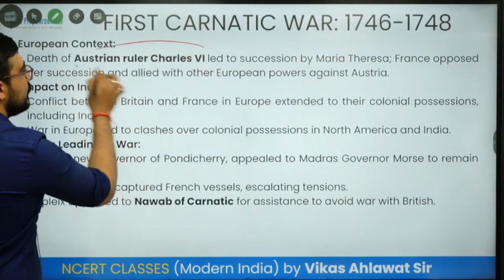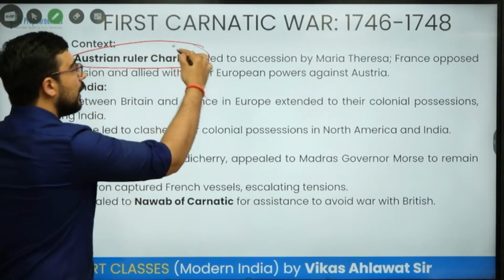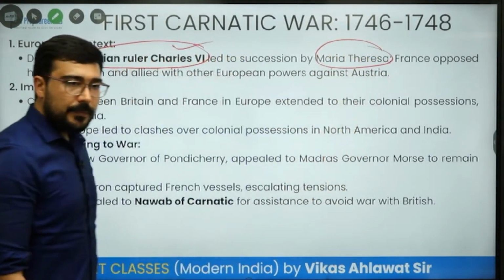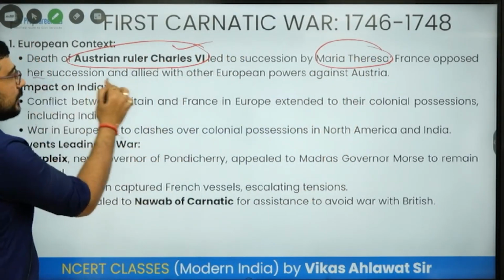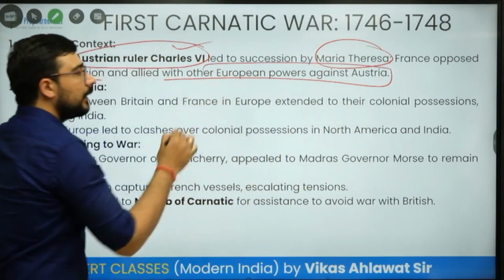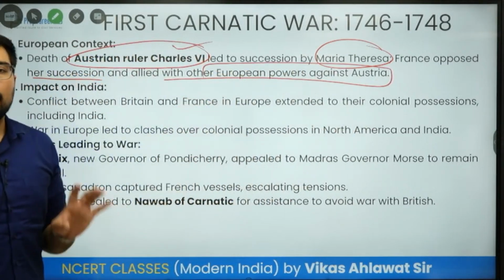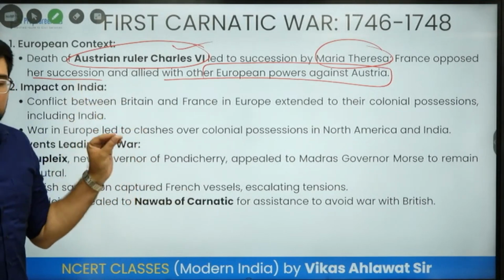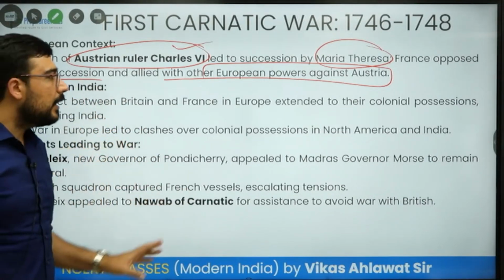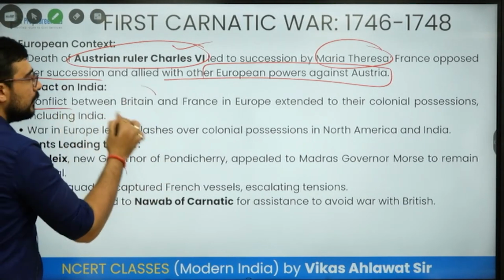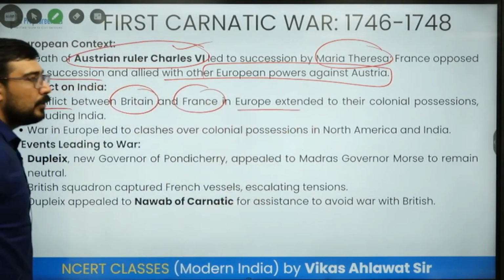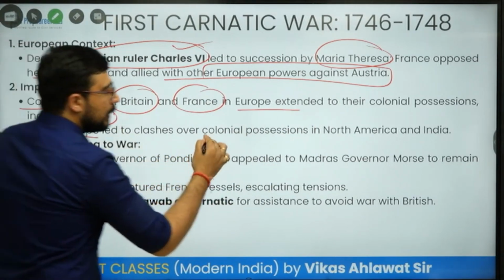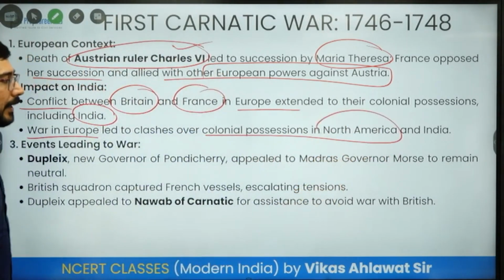So, if you see the first war, it was fought because Austrian ruler Charles VI died, and he was succeeded by Maria Theresa. But the French opposed her succession and allied with other European powers against Austria. This is known as Austrian War of Succession. Remember it if you want, or if you only want to write, it was because of Austrian War of Succession, even that is fine. So when that was happening, the conflict between Britain and France in Europe extended to their colonial possessions, and the colonial possessions included India. War in Europe also led to clashes in the area of North America.